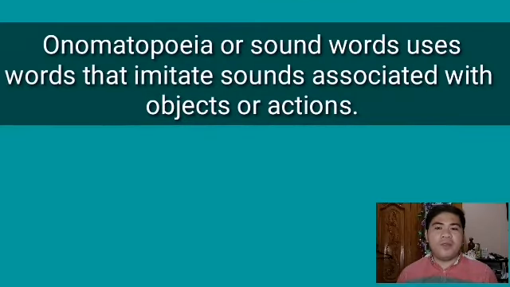So the next figure of speech is the onomatopoeia, or sound words, which uses words that imitate the sounds associated with objects or actions. Okay, so just simply remember, when you hear the word onomatopoeia, we consider them as sound words. Example, the chirping of the birds. So onomatopoeia, or sound words, uses words that imitate sounds associated with the objects or actions. So just remember this, onomatopoeia has something to do with sounds. Say for example, bang, or tick tock, or meow, arf, if your aso is social. So those are examples of onomatopoeia.